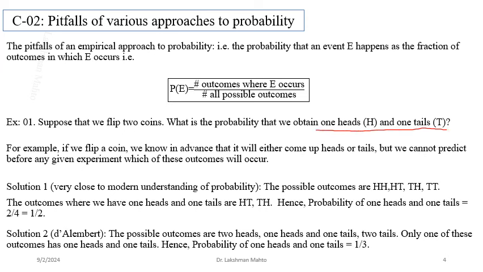Okay. This is the event, one head and one tail. And you got the probability 1 by 2. Right now, don't worry about the computation. And there is another approach, D'Alembert's.